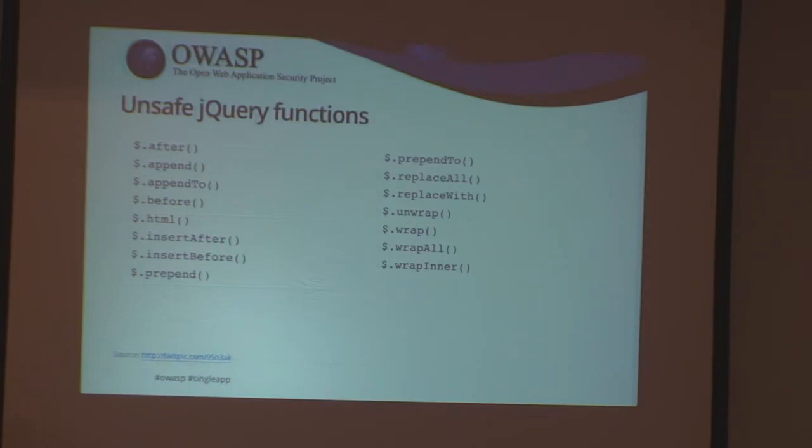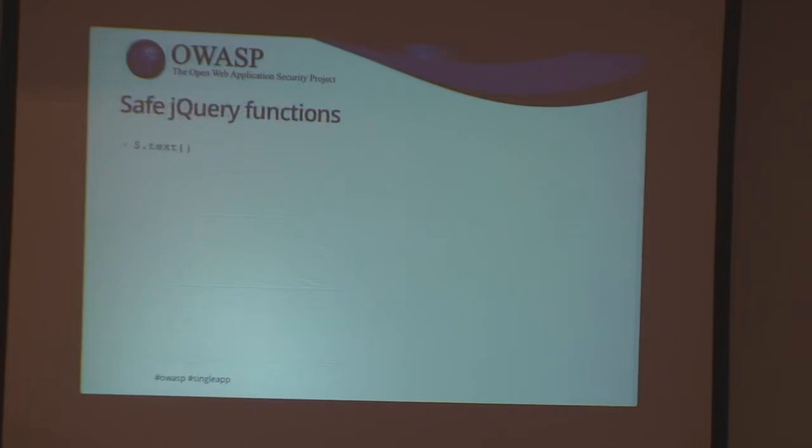So it can be kind of scary. And I often see developers using these, especially .html, all the time, which is bad. So the safe ones are .text and .attr, unless the attribute is actually a JavaScript event handler. But those can be used safely. Those do proper escaping, or they insert it into the DOM, so it's not really escaping.